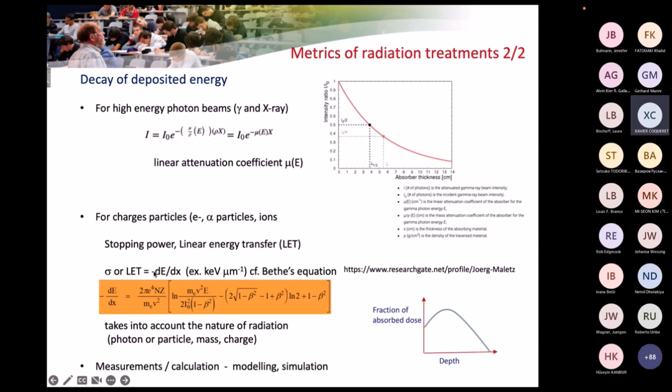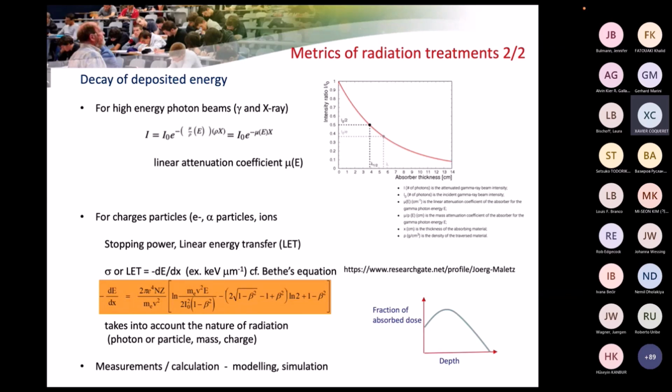So this is defined as the elemental variation of the deposited energy as a function of the distance run by the particle. This is expressed from the well-known Bethe equation, which takes into account the nature of the radiation and, of course, the features of the atoms constituting the substrate subject to irradiation. And from this linear energy transfer, one can describe the variation of the absorbed dose as a function of depth.